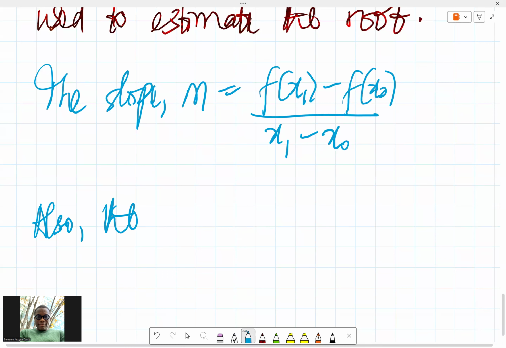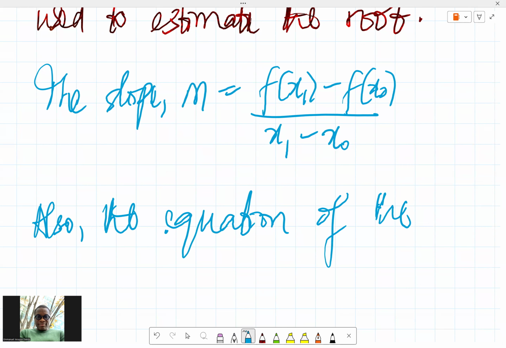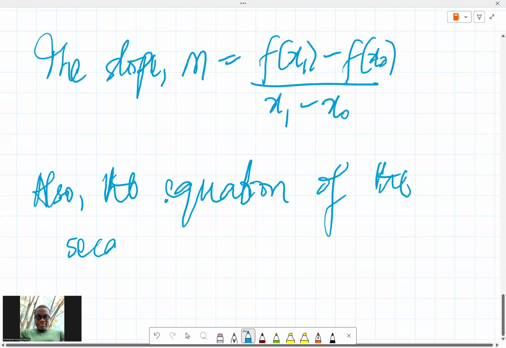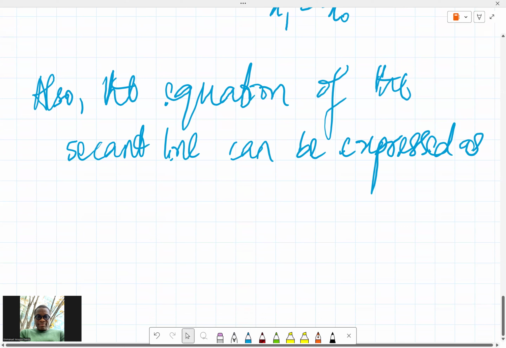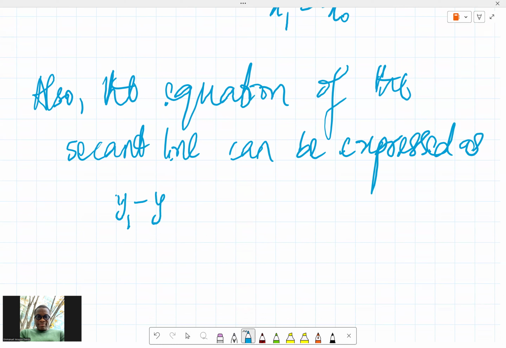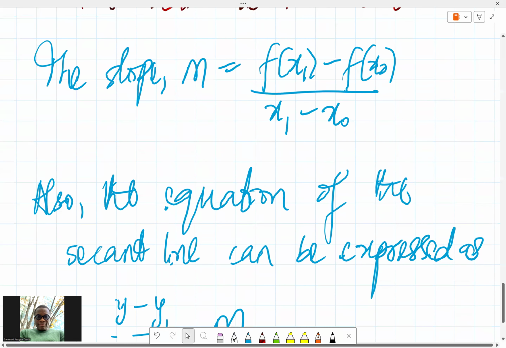Again, the equation of the second line can be expressed as, so for the equation of a line, we know it's supposed to be y minus y1 all over x minus x1. That should be equal to the slope, right? And we already have the slope up there.